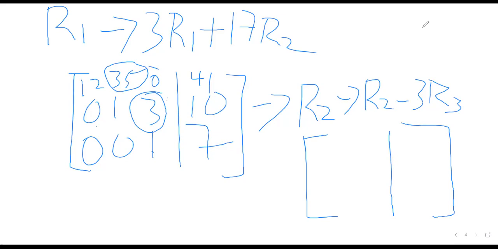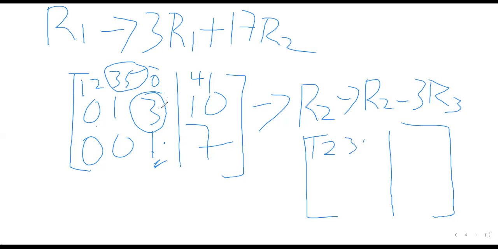So what am I doing? I say I want row 2 minus 3 row 3, because I want to change here to 0. So I have to multiply here by 3 before it can subtract from this 3, and then I'll get 0. So that's what I want to do now. So let me quickly write the result.